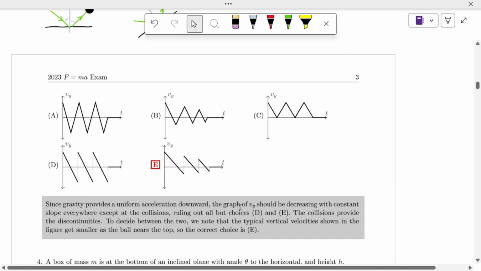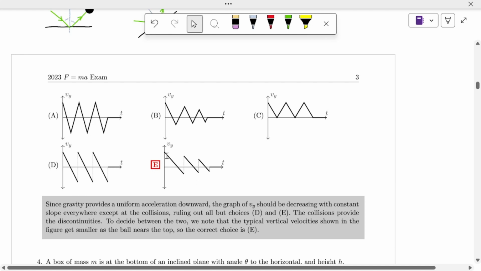They say that Vy should be decreasing with constant slope everywhere except at the collisions, ruling out all but choices D and E. It's not super clear because everybody has a linearly decreasing part of the curve.